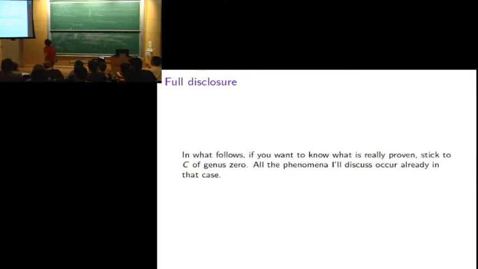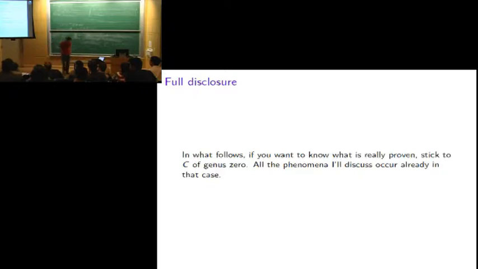OK, here's a little caveat. So in what follows, since this is a mathematical talk, if you want to know what's really proven, stick to curves of genus 0, because recently we learned about a possible glitch for higher genus. It may be just a technical thing. In any case, all the phenomena I'm going to discuss, absolutely everything I say, already occurs in genus 0, so you're not going to lose much.